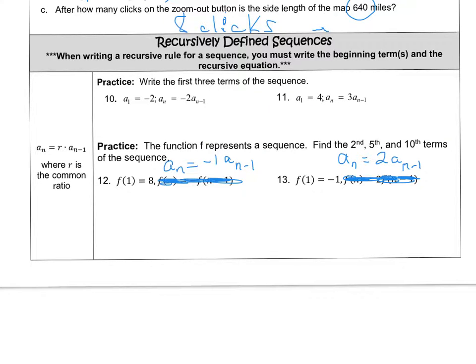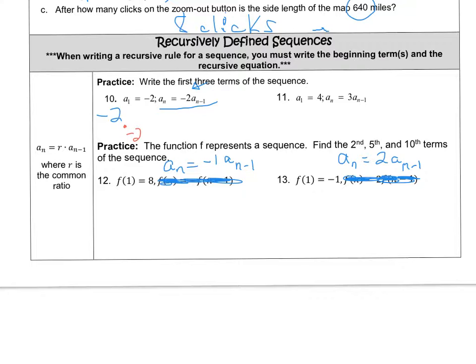So when we look at number 10, it's giving us our first term. So we're going to start with -2 as our first term, and then it's given us the recursive sequence. It's given us the rule to find the next term. And the rule for finding the next term is we're multiplying the previous term, which is n minus 1, times -2. So in this case, it's a little confusing because our starting term is -2 and our common ratio is -2.